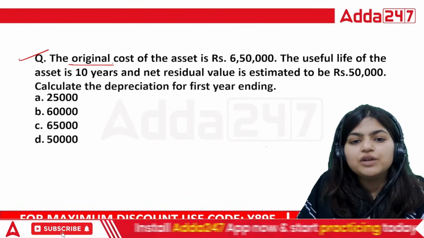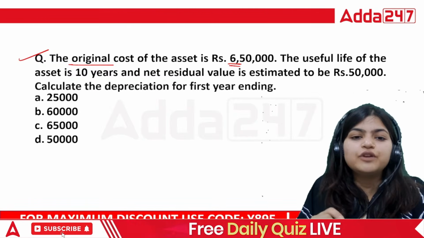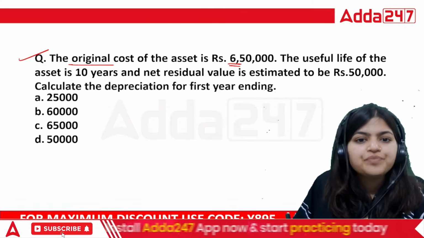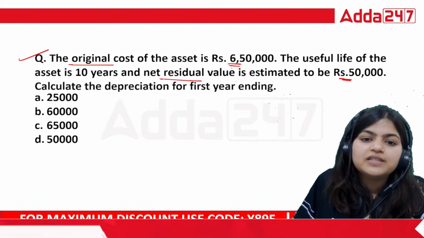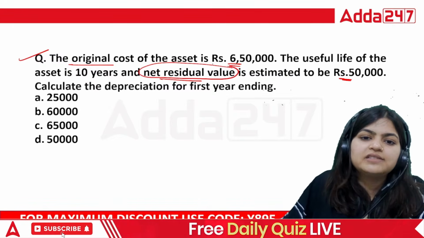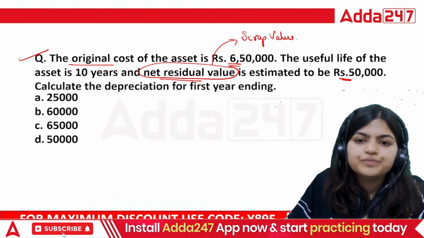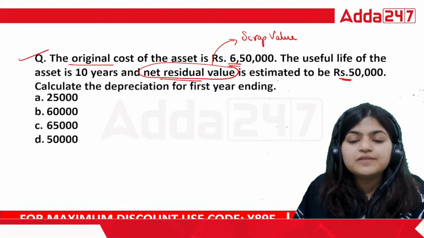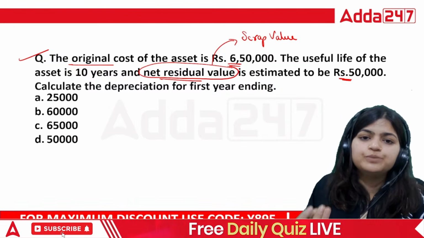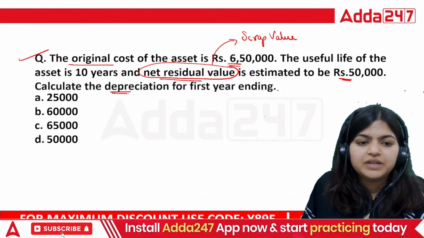The original cost of the asset is 6,50,000. The useful life of the asset is 10 years and the net residual value is estimated to be 50,000. See, net residual value here they are talking about scrap value. Scrap value, residual value, any term they can use. So what you need to do here is calculate depreciation.